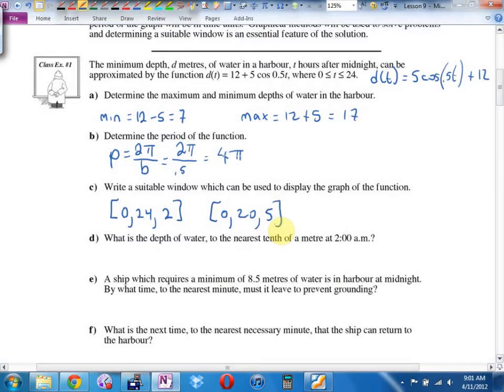We use square brackets traditionally. And we write it in the same order. Min, max, scale, min, max, scale. And that way any teacher who looks at it knows what window you use.